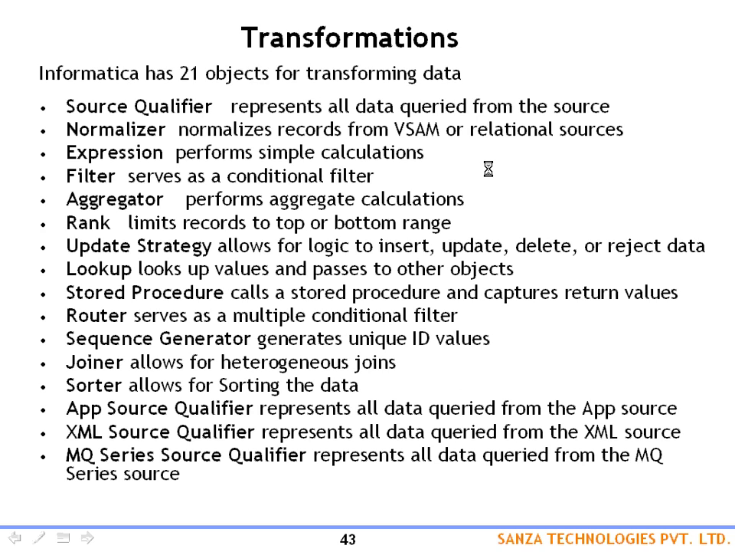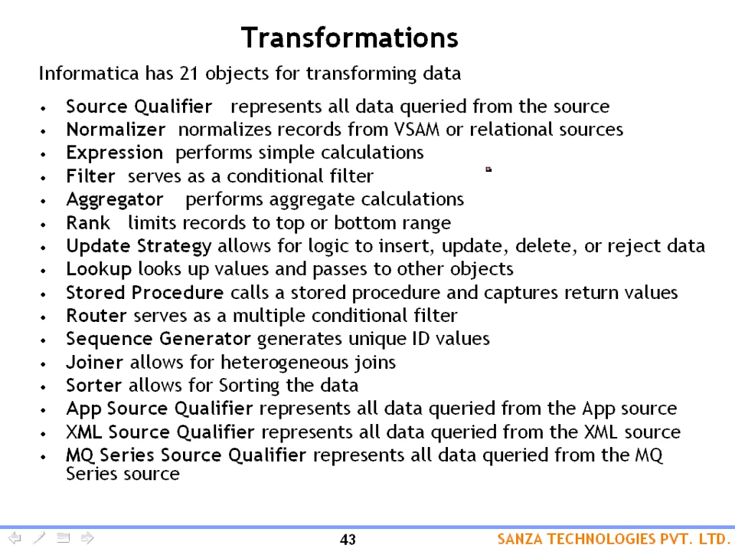Update strategy transformation is used to send insert, update, delete or reject operations on the data. Lookup looks up for values. Stored procedure, to execute the stored procedure from Informatica. Router, to filter the data, to restrict the data, to load the data into multiple targets, then you use the router transformation. Sequence generator, that is for our surrogate keys, sequentially generated numbers. Joiner, when your sources are two tables or a table and a flat file or two flat files, then you use a joiner. Sorter is used when you want to order by.